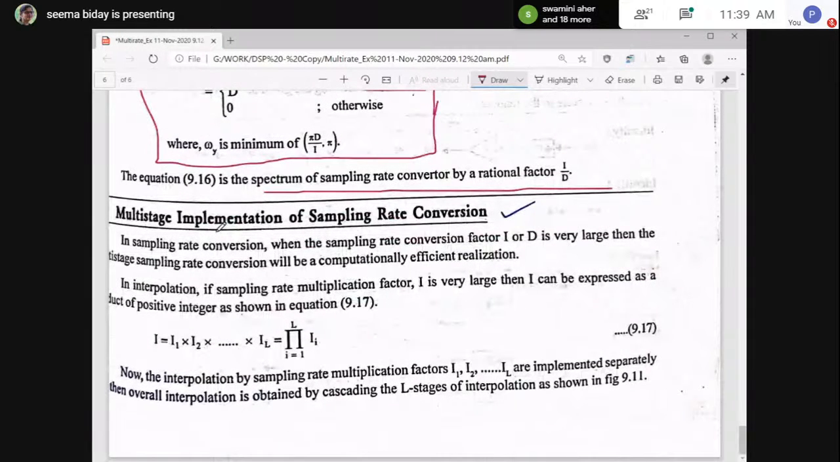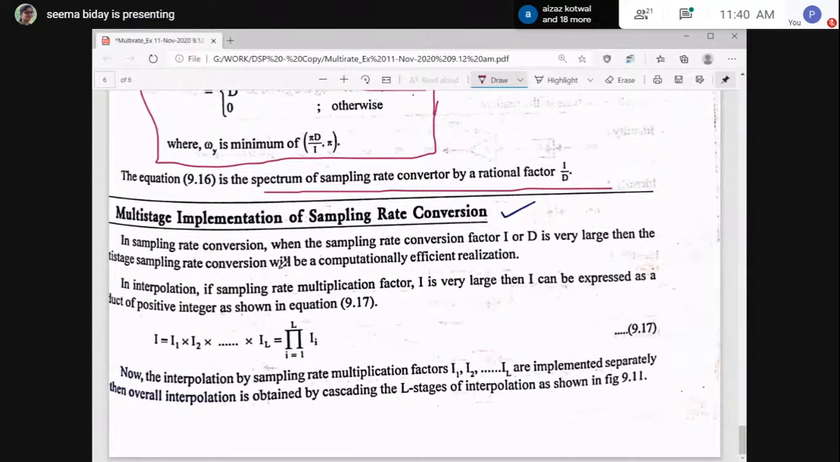Now next, write down, all of you, multi-stage implementation of sampling rate conversion. Write down the next topic, and one more last topic is remaining, that if possible we'll cover today, or in one more lecture we'll be getting. Now write down multi-stage implementation of sampling rate conversion.